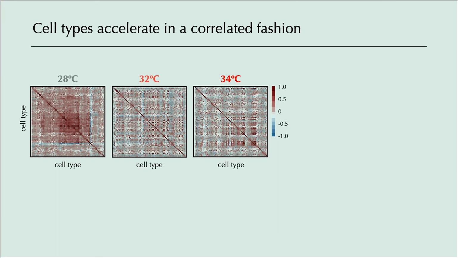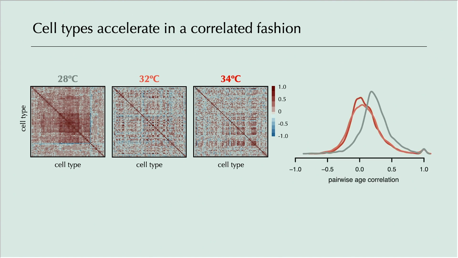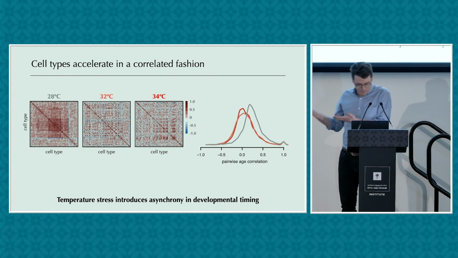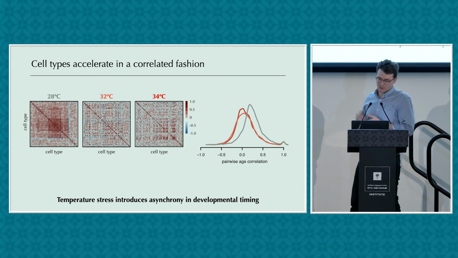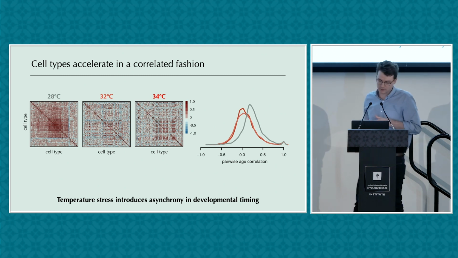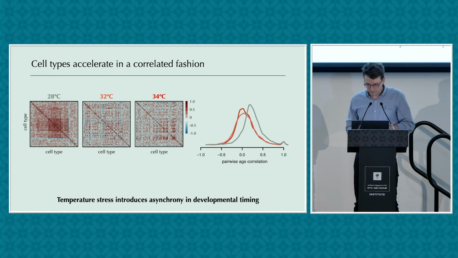However, at high temperature, you see a lot of this correlation structure is lost. So these are ordered in the same way. And that's even more obvious if you just look at a distribution of these correlation coefficients. So using this technique, we found, which I think is a hard to measure phenotype, this coordination, and we've showed that temperature stress actually reduces coordination or synchrony among cell types.